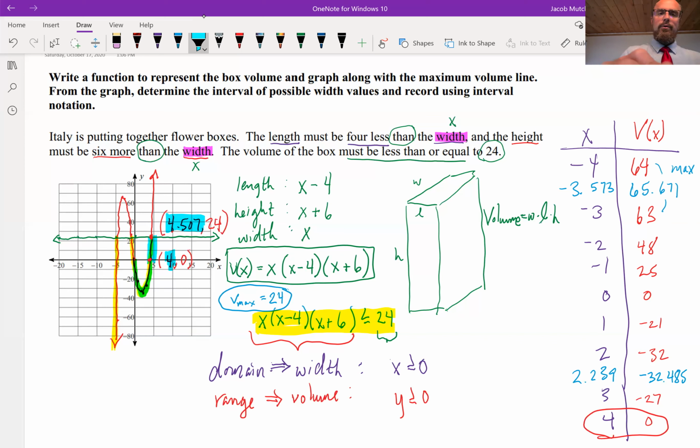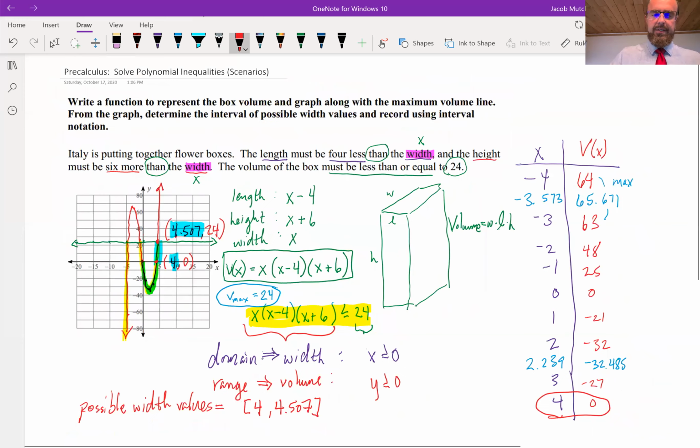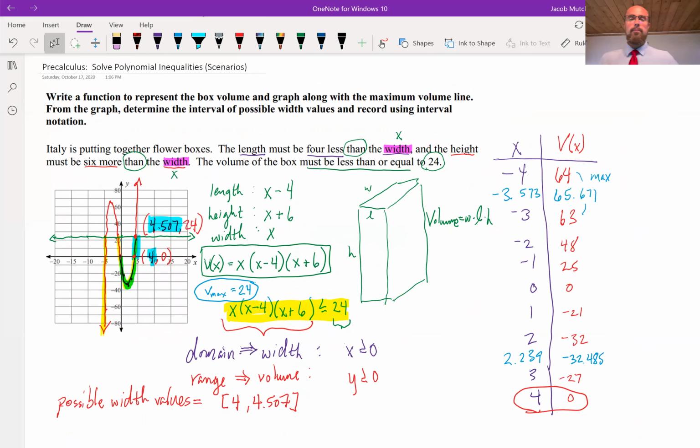And that's how I'm going to record this. And since we are including the equal option, the way I'll say possible width values is that it would be bracket from 4 up to 4.507. And I'm including the brackets there because I'm saying that it could equal 4 if I wanted the volume to be 0. The width could equal 4.507 if I wanted the volume to be exactly 24.